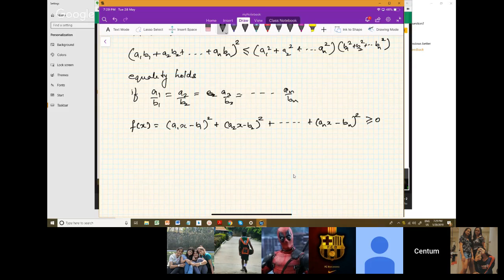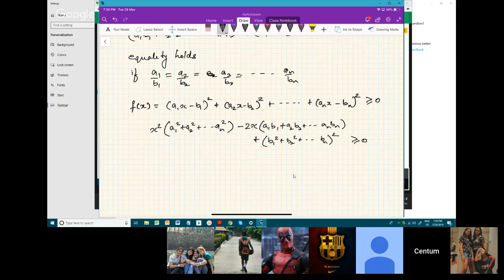So if you open it up, what will you get? You'll get x square common, and within brackets you'll get a1 square plus a2 square plus dot dot dot an square, and then you will get minus 2x common, and within brackets you can write a1b1 plus a2b2 plus dot dot dot anbn, and then the final term is nothing but b1 square plus b2 square plus dot dot dot bn square. Correct. And this is greater than or equal to 0.